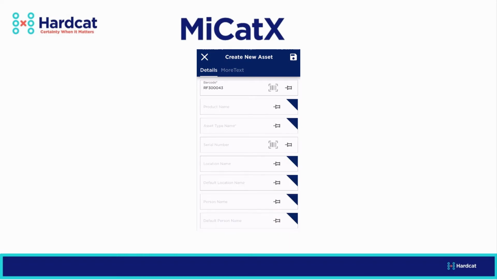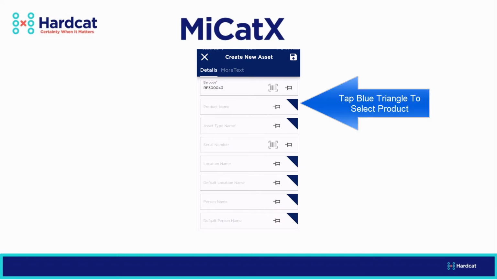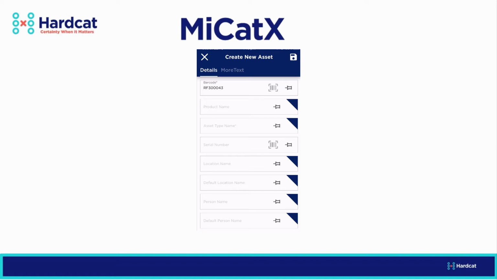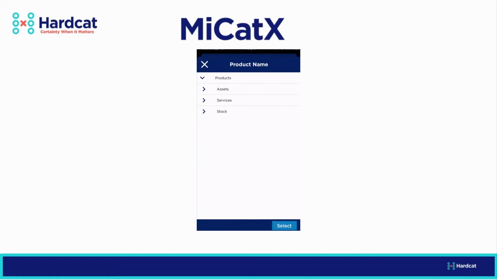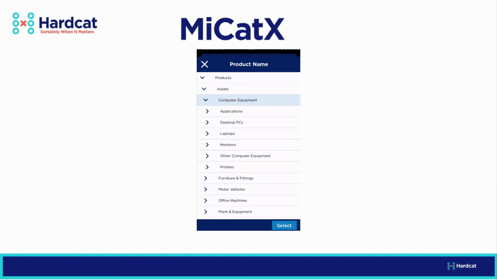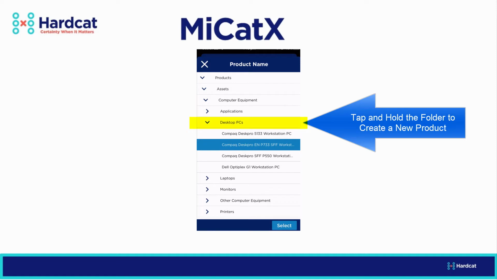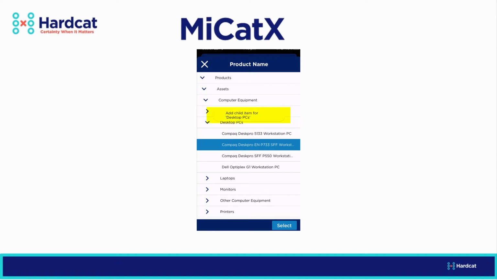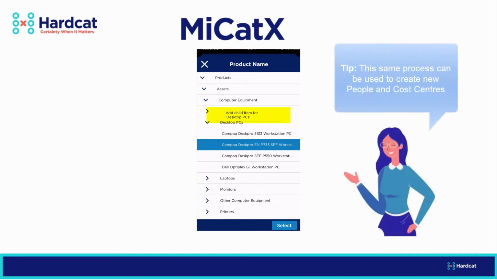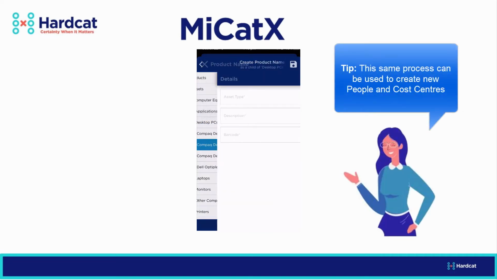If what you're looking for doesn't come up in the product suggestion list, you can click on the blue triangle icon in the top right hand corner of the product name to select the desired product. And from here you can navigate through the product structure to identify the model that you wish. If the model doesn't exist in the list, you can click on the folder, which will then give you the option to add a new item under that selected folder.